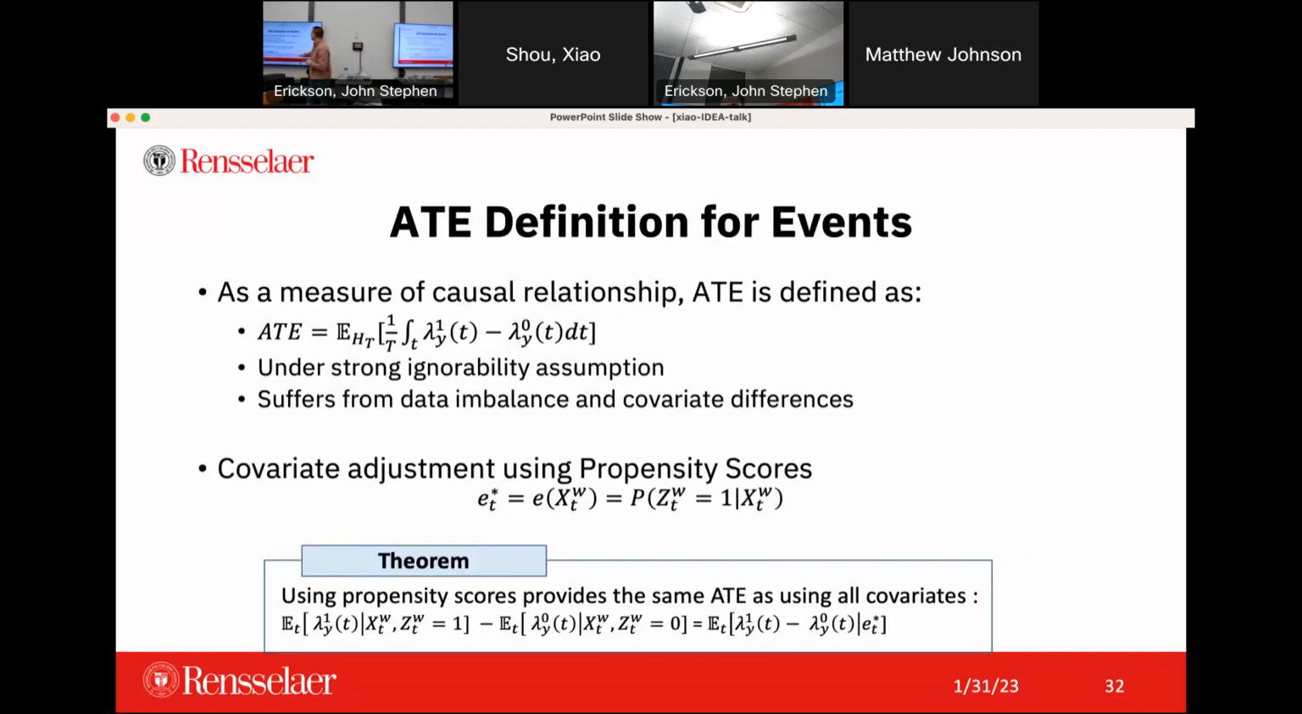Okay. So as a measure of causal relation, we can define this ATE, right? This ATE is essentially saying, for the treatment group 1 and for the non-treatment group, what's my rate of decrease for hospital admission? Then I take the expectation on average, how much that decreases. And then we can adjust again using the propensity scores here.